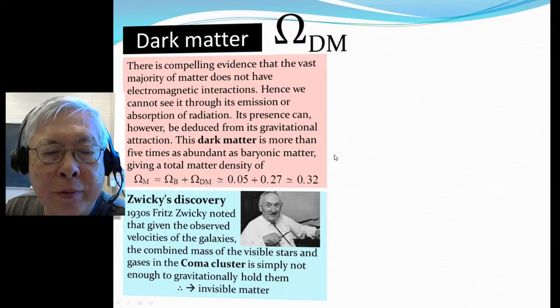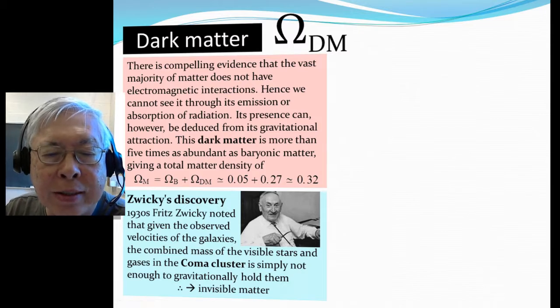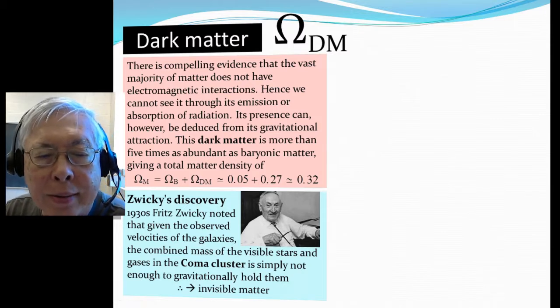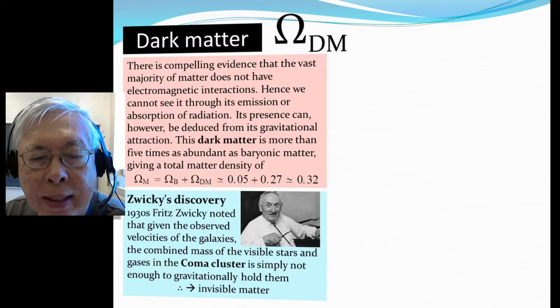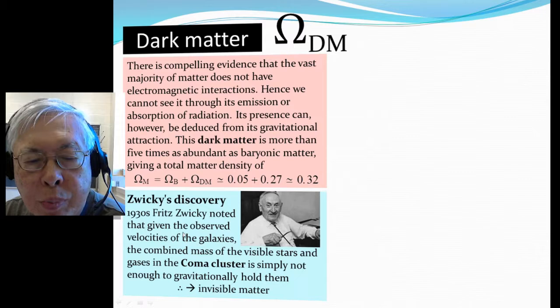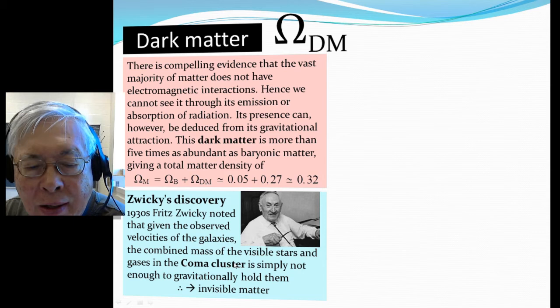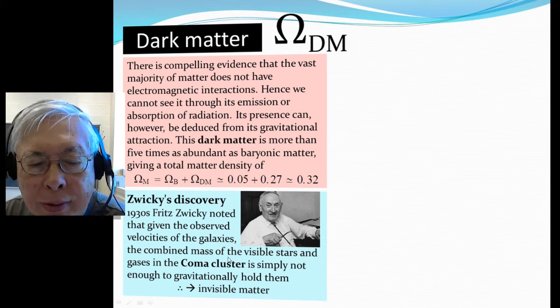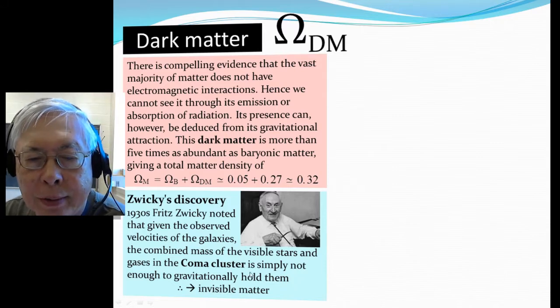Now, the first person to suggest there is such a thing as dark matter was Fritz Zwicky in the 1930s. That's when he worked on the observed velocity of galaxies in something called the Coma Cluster. He found the combined mass of all the visible stars and gas in the cluster simply is not enough to hold these galaxies together. So he suggested there must be some invisible matter, which we now call dark matter.